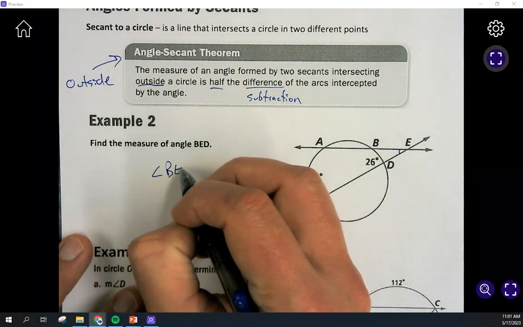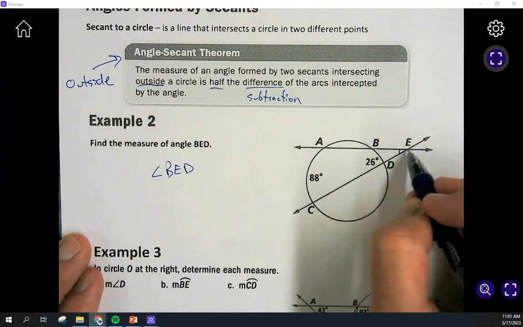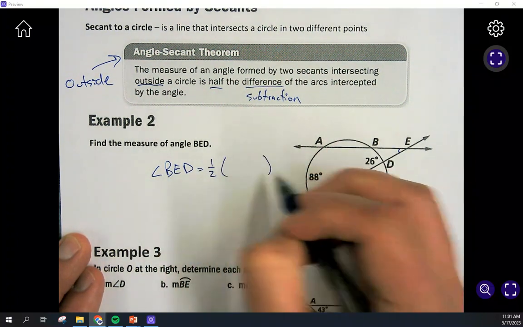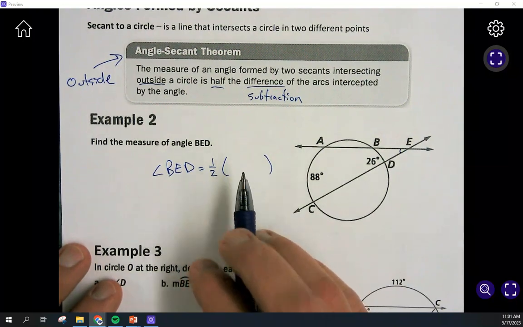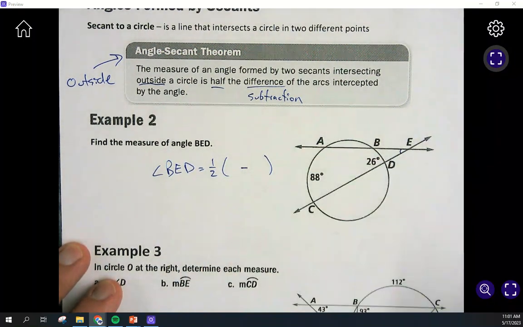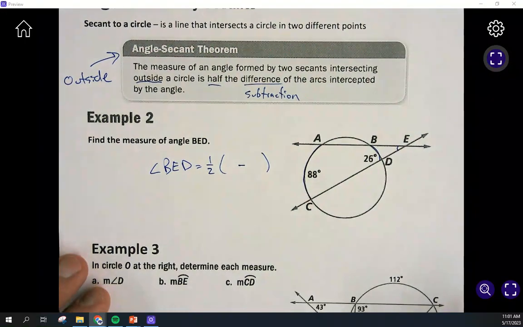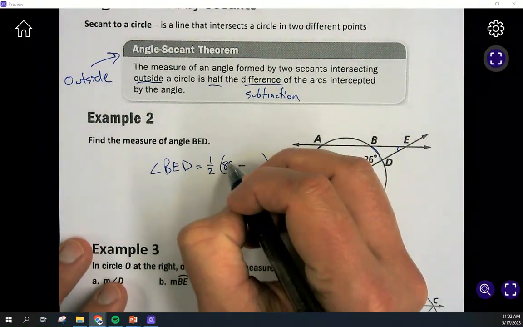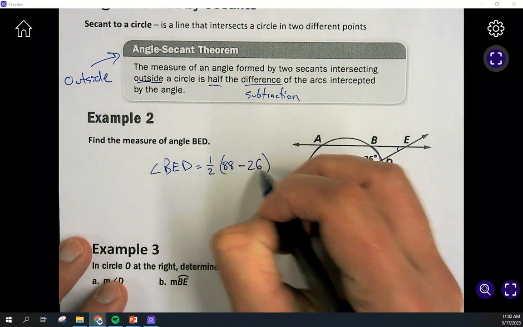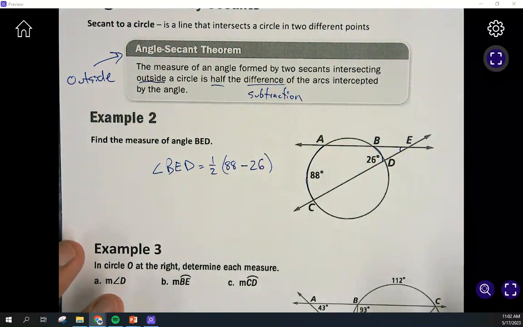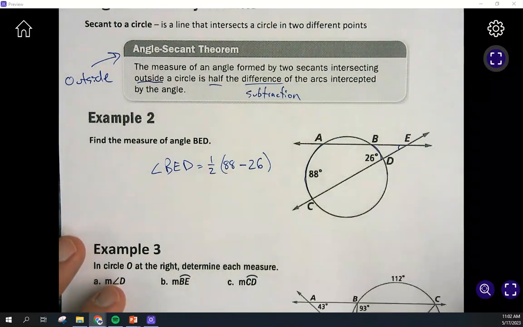Angle BED, that's out here, BED, that's going to be equal to 1/2. So just like the ones on the front, but instead of a plus in here, it's going to be a minus. We're minusing the two arcs that angle is creating in the circle. So 88 minus 26. Now the bigger arc always needs to go in front, otherwise we'd get a negative number. So when you set these up, make sure the bigger arc goes in front. 88 minus 26 is 62.